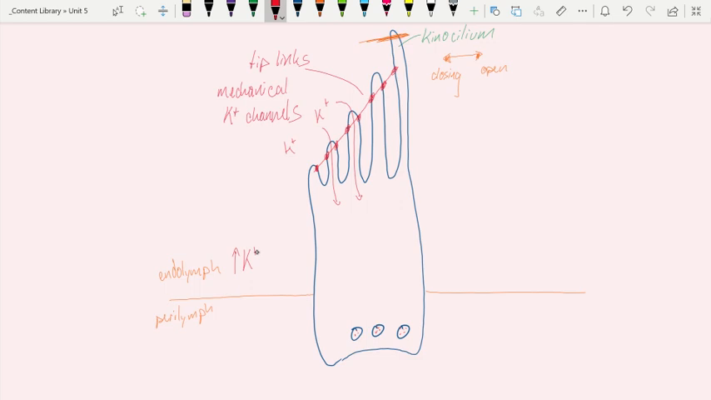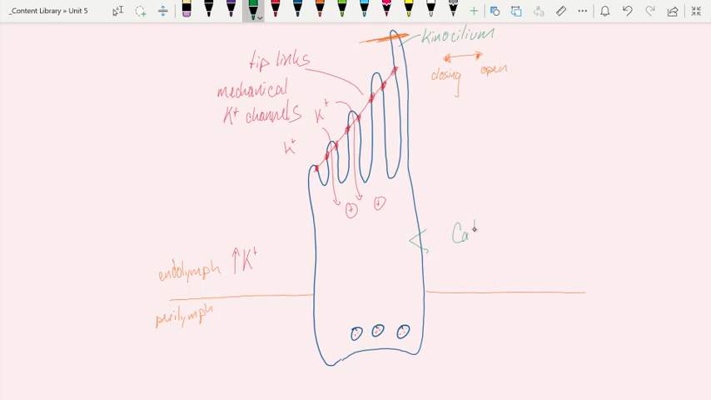Remember, before, whenever we would open up a door, potassium would leave because the outside was really low in potassium. But here it's different. Because the endolymph is so high in potassium, the concentration gradient is high to low, out to in. And it's the influx of these potassium ions, all of these positive charges, that leads to a depolarization event and the opening of voltage-gated calcium channels.